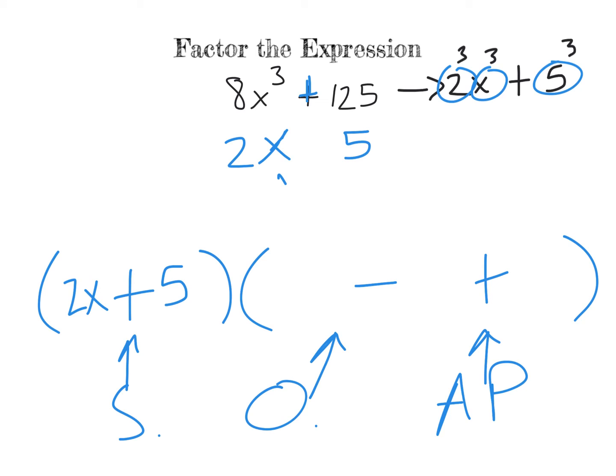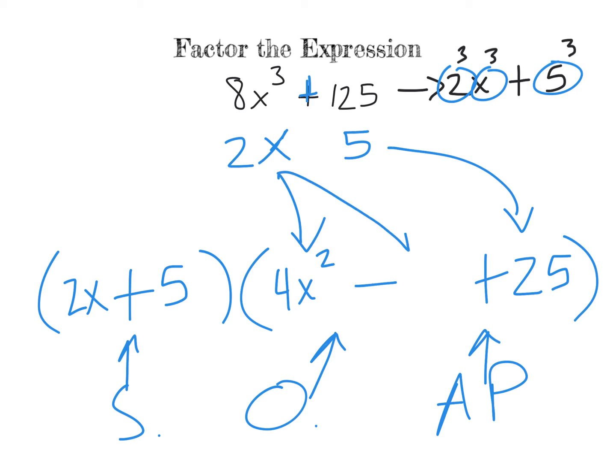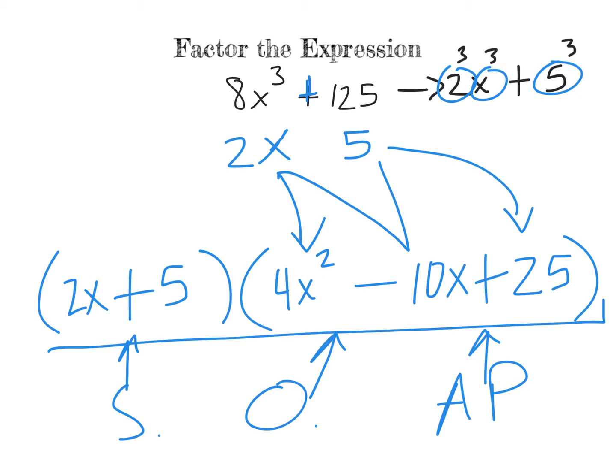Then I'm going to square these. I'm going to square the 2x. So 2x times 2x gives me 4x squared. I squared my last term. 5 squared is 5 times 5, or 25. And then the last term in the middle, I'm going to multiply them. 2x times 5 is 10x. And that is how we find the factors.